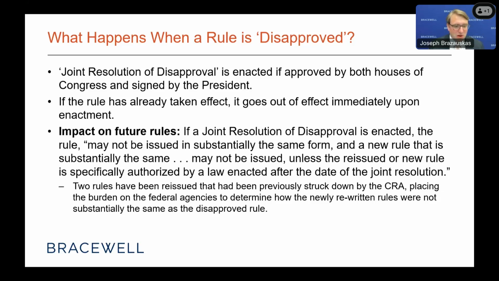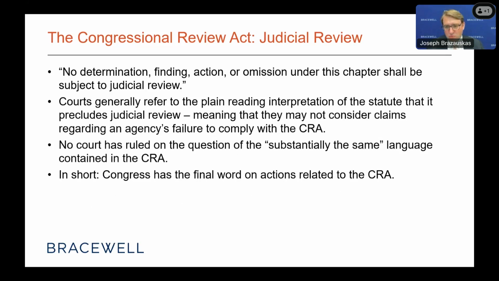And so this is where it creates an interesting situation, because Congress told the federal agencies to promulgate a rule and then disapproved the rule. And now the federal agencies have to determine how they can reissue that rule without it being substantially in the same form. And this does lead us to a discussion on what kind of judicial review there is for the Congressional Review Act. And in fact, there is no judicial review of the Congressional Review Act.